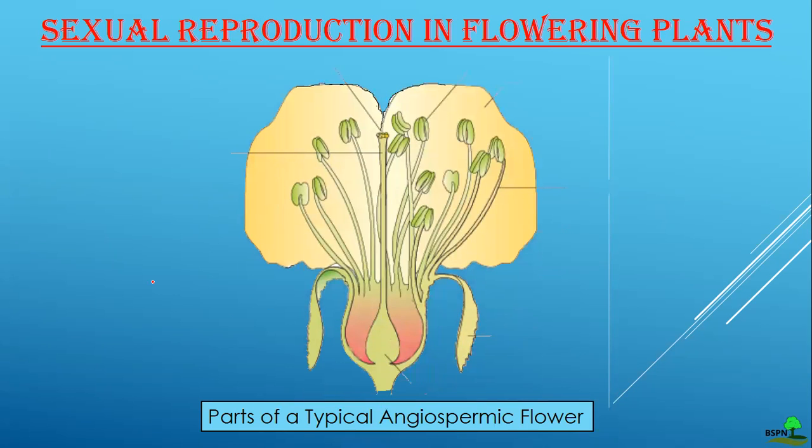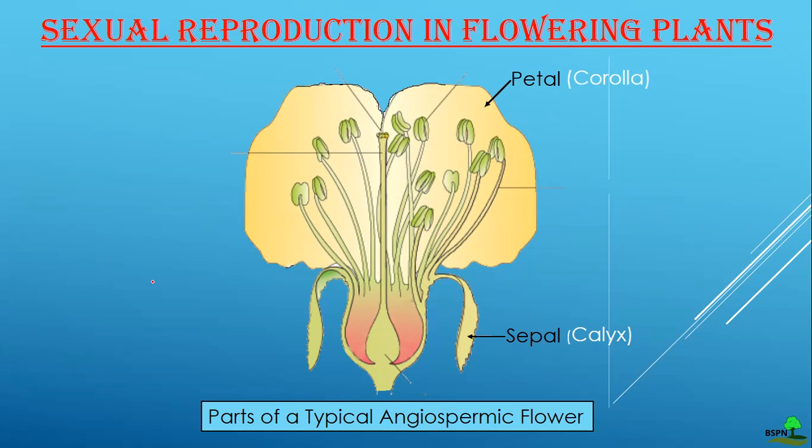So, from the outside, if you look, the first part is the sepal. A flower may have one or more sepals. Collectively, they are called the calyx. Next part is the brightly colored petal. A flower may have one or more petals. They are collectively called the corolla.